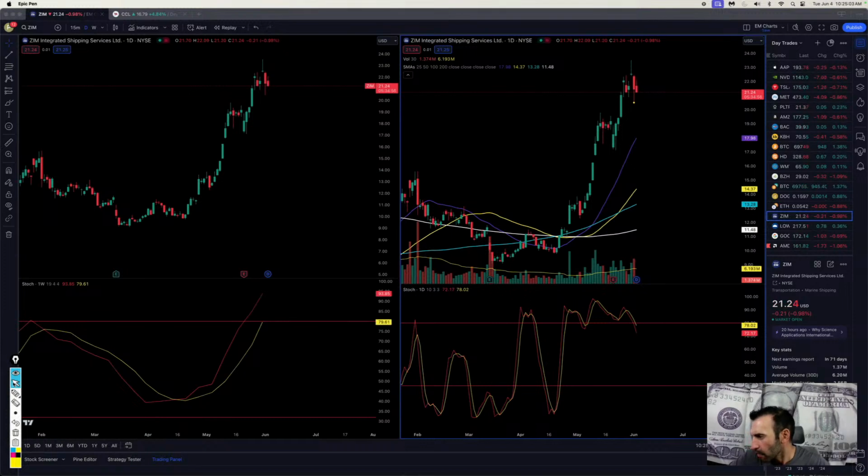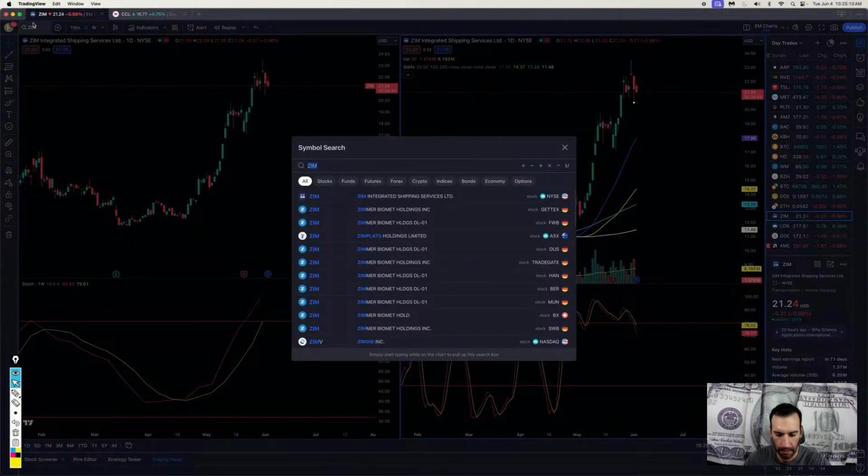Pfizer long. Does it need to end the day above the 200? It has been a dog and consolidating. Let's see. PFE.